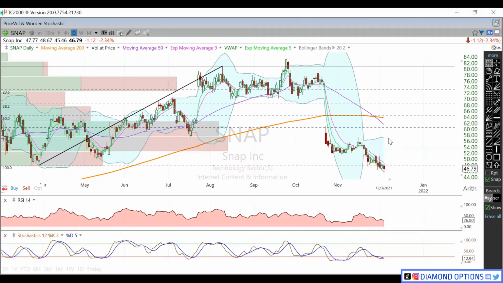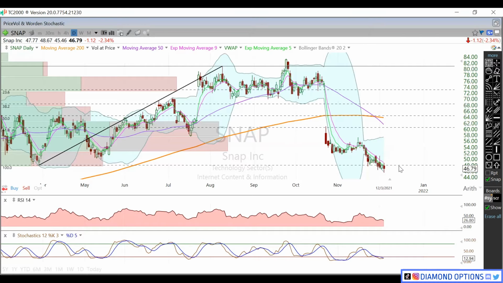But we're very oversold right now, so I don't think that's on the table anytime soon, but you never know what could happen in here. So again, that low of the day, we printed it today, that's going to be our first support. Then below that, 44, 43, 42, working our way down. 40 is going to be that big support level.